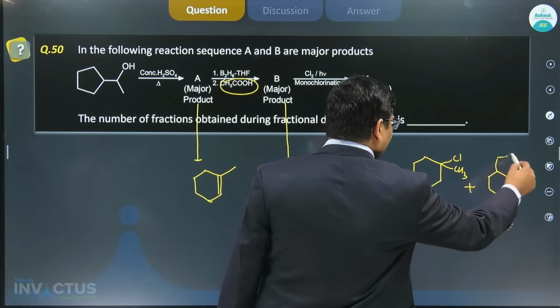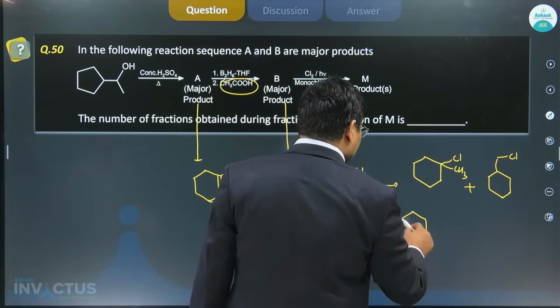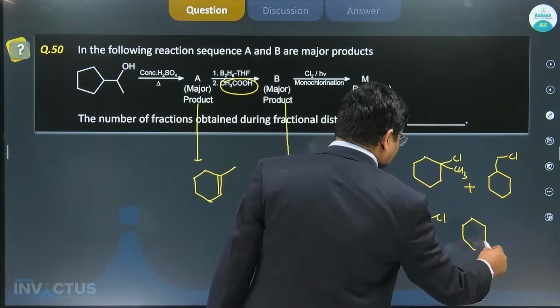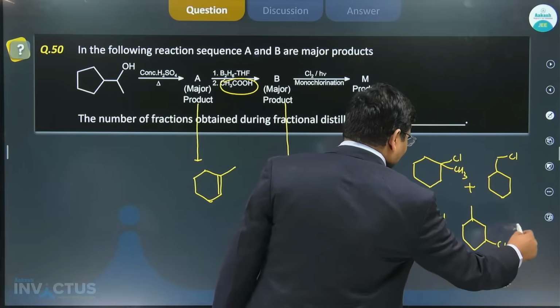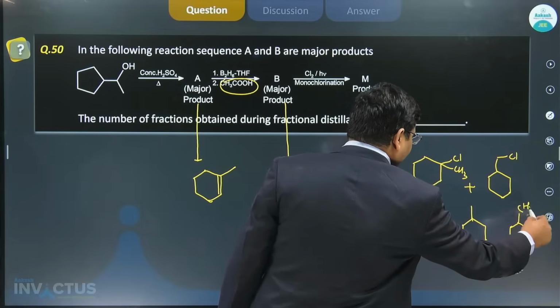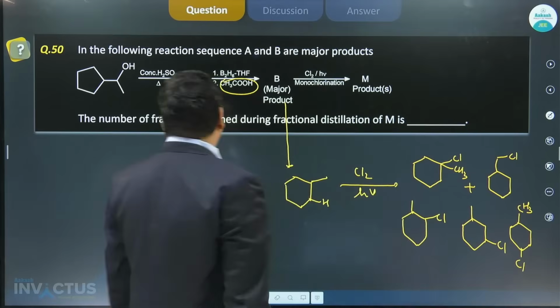Either you will get this compound, either you will get, तो सारे स्ट्रक्चरल आइसोमर पहले बना लो देखो, फिर उनको स्टीरियोकेमिकली एनालाइज करो। See this one, now the question is interesting.